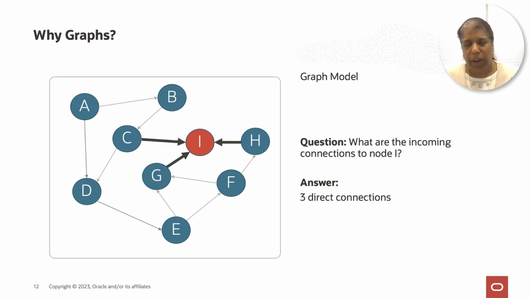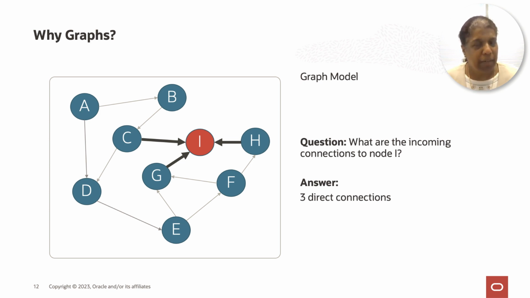So moving on to other examples of patterns that we might look for when we are modeling our data as a graph. Let's say you have this account I here, and you can say, I want to look at the number of incoming connections to node I. Like in the payment solutions example, this would be, how many accounts are directly transferring money to node I. And from this model, you can see that there are 3 direct connections to node I.